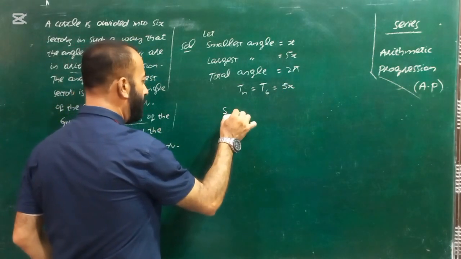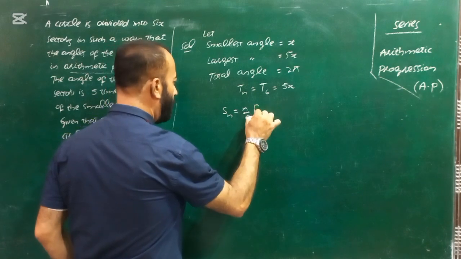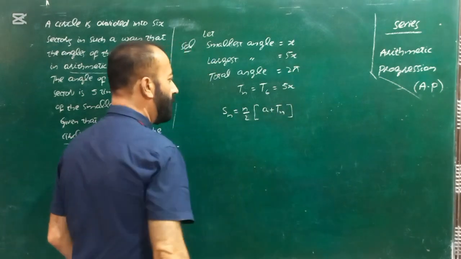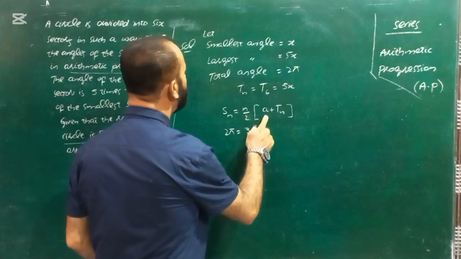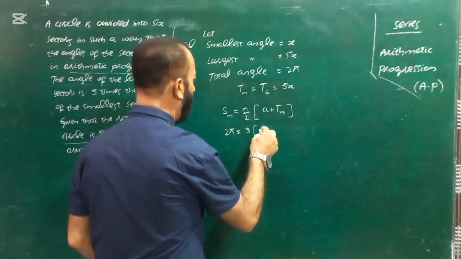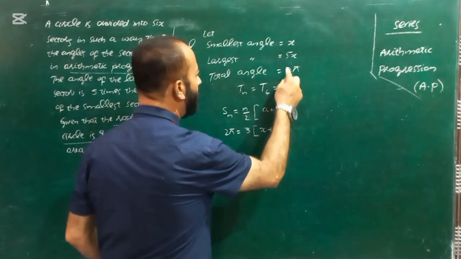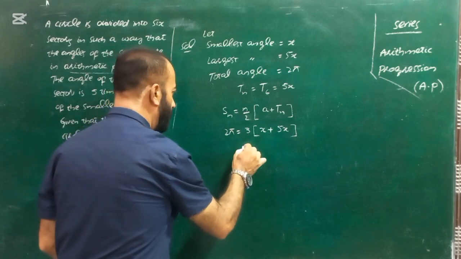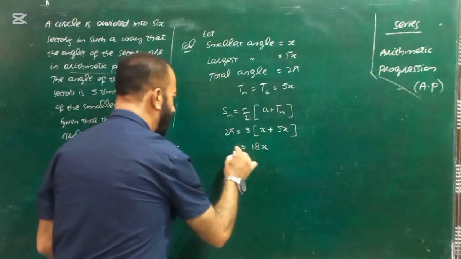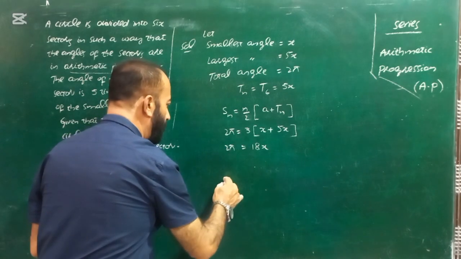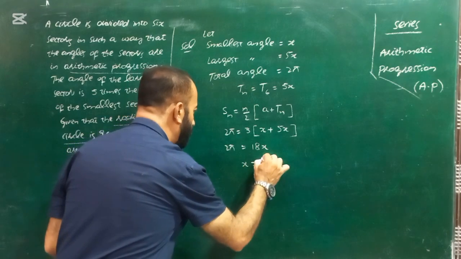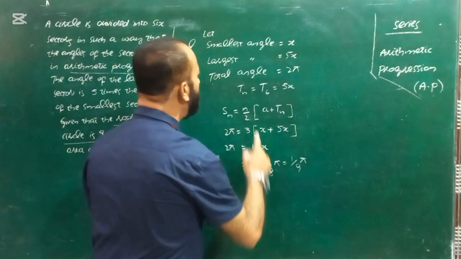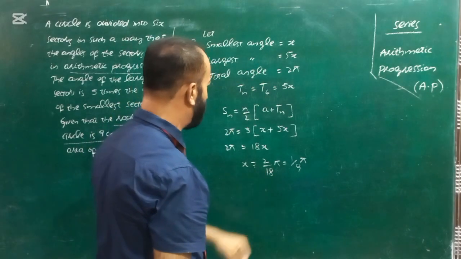So Sn will be equal to n by 2 into a plus Tn, and the first angle, that is the smallest angle, is x, and Tn, that is the last one, is 5x. So x plus 5x is 6x, 6 into 3, 18x is equal to 2 pi, and 18 will come to the denominator. So x is equal to 2 over 18 pi, that is equal to 1 by 9 pi. So this is the smallest angle that we let, that is x.